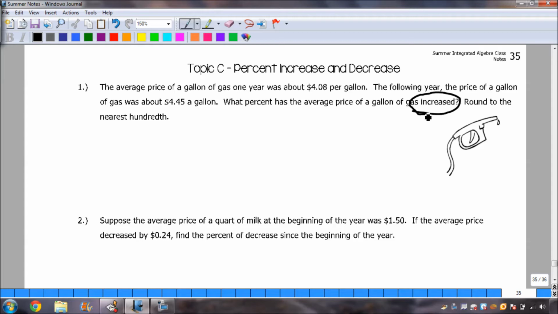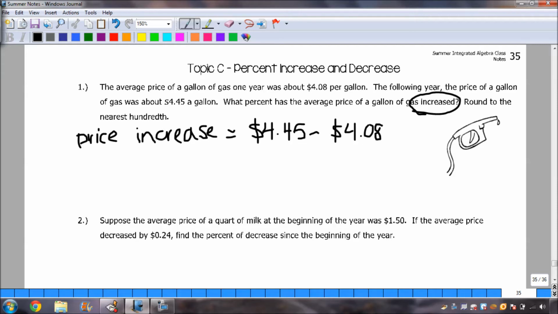So what I need to do is figure out how much the price increased by to begin with, right? The way I would figure that out is just take my two prices and subtract them. So $4.45 minus $4.08 is 37 cents. So I know that's how much the price increased by. So I want to know, what is this as a percent?